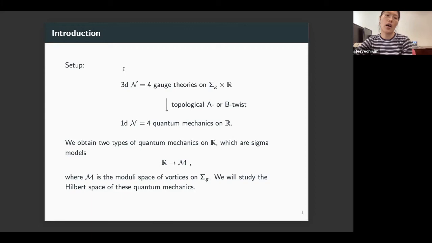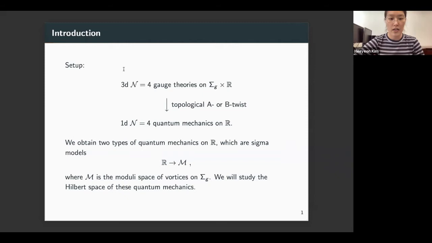Great. So this is the setup for today's talk. I'm going to discuss a certain class of 3D n equals 4 gauge theories compactified on a closed Riemann surface. And this n equals 4 theory admits two types of topological twists, as discussed in yesterday's lecture by Sam Ruskin, and these are called topological A twist or B twist. And after the reduction, you get two types of 1D quantum mechanics, depending on the twist.